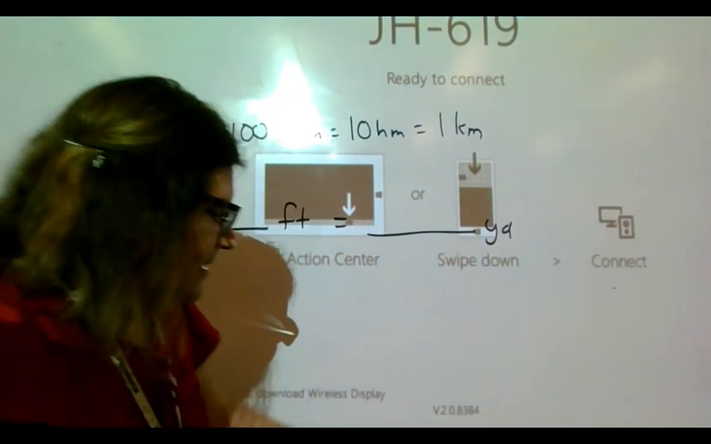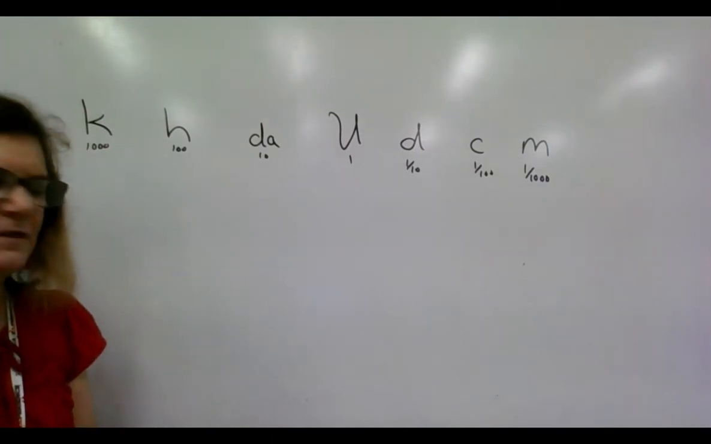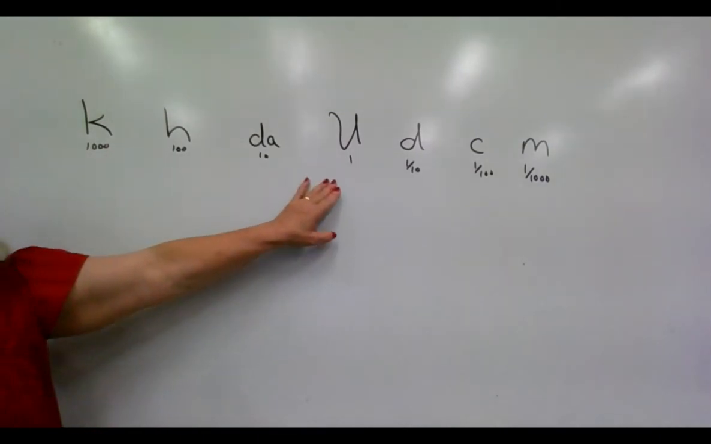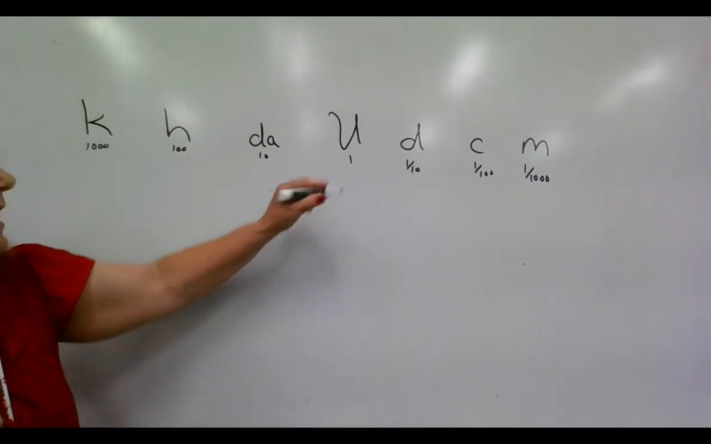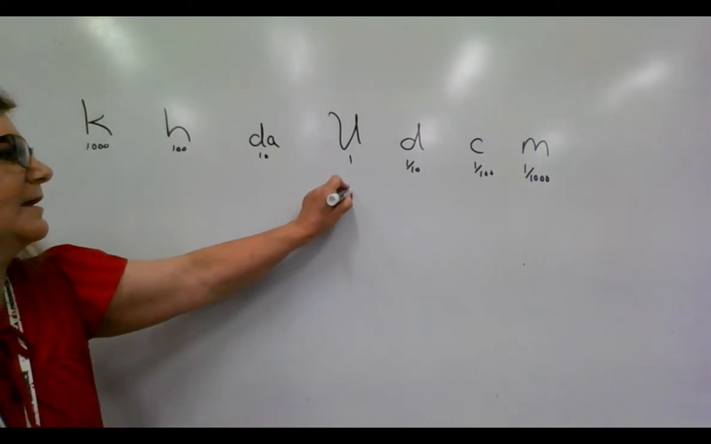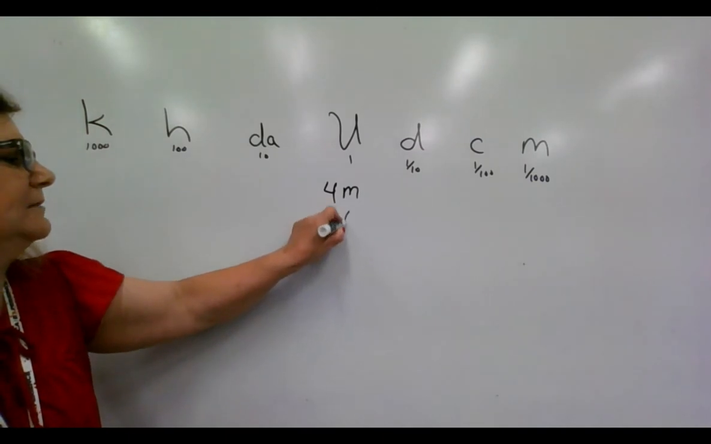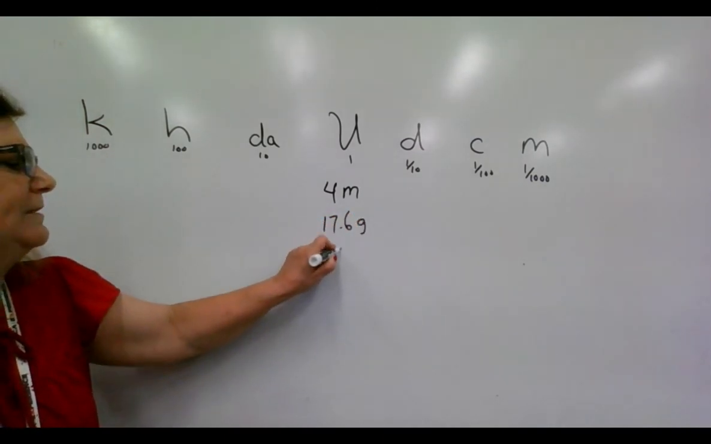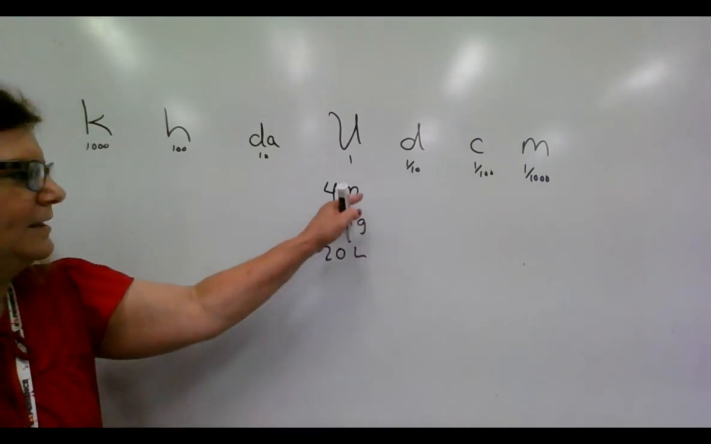Basically in the metric unit, you have prefixes that go here. So when you're here, this unit, this is meters, grams, and liters with no prefix. So you'll see it written like 4 meters or 17.6 grams or 20 liters. So they don't have anything but one letter.